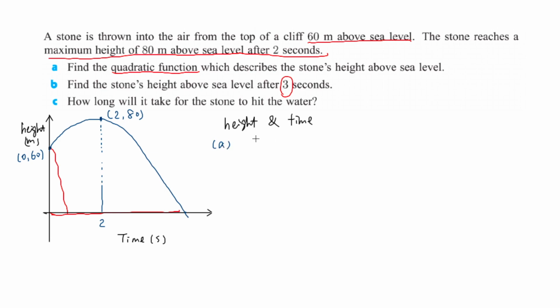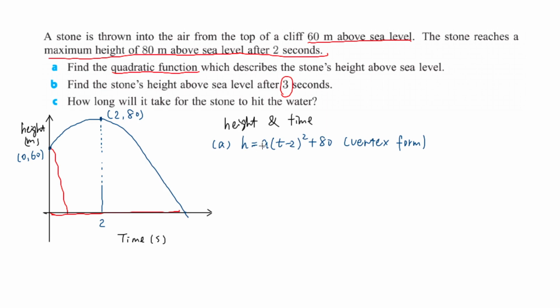Quadratic function, here we have the vertex coordinate, so we can set the function in the completed square form, or we call it the vertex form. h equals the coefficient a times (t minus 2) squared and then plus 80. So this is the vertex form. And how do we determine the coefficient a?